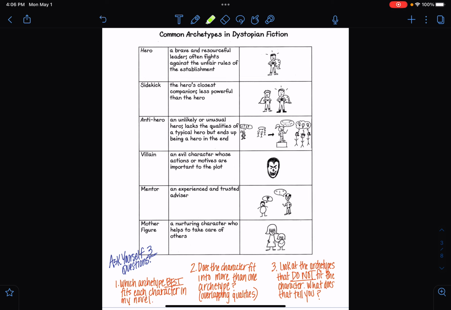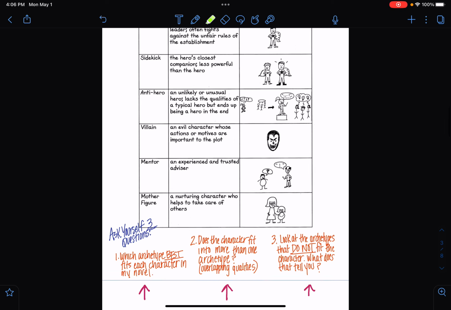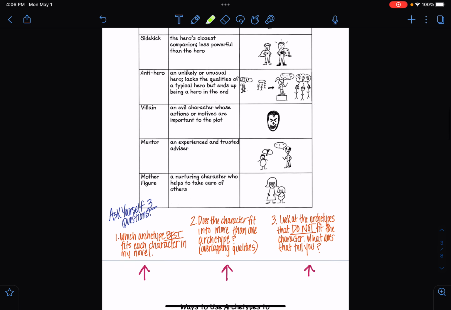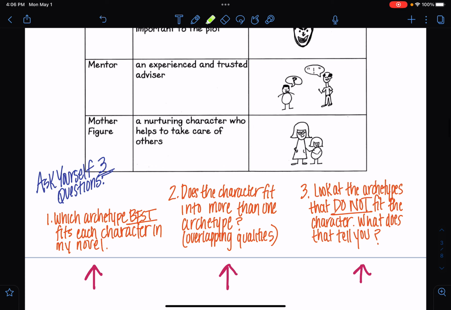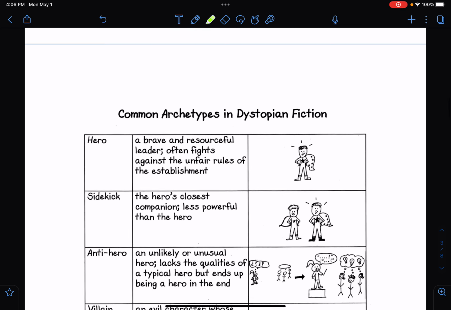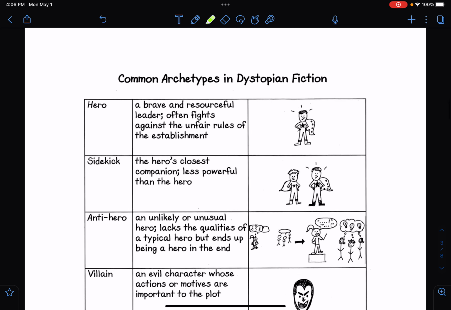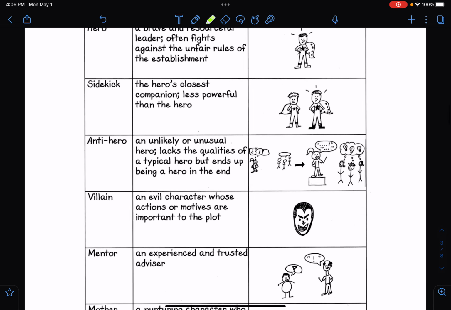But yeah, you guys, considering these ideas and these different definitions, I want you to ask yourself these three questions whenever you meet a character in a dystopian story. I want you to ask which one of these archetypes is best fitting the character in your novel, okay? You need to look through and consider who is going to be the actual hero here.